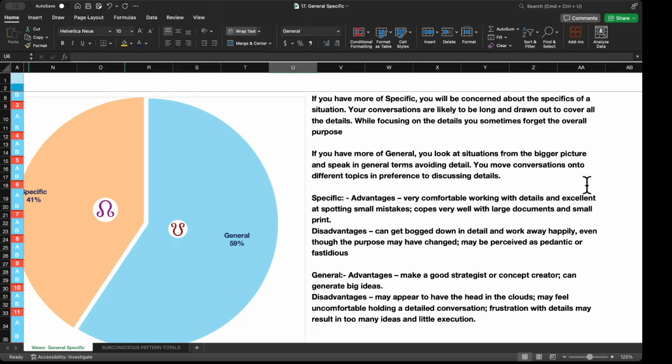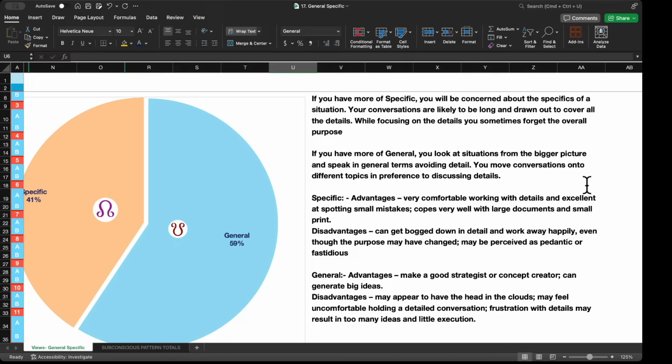So specific people cope very well with large documents and small print. These are the fine print people. You can even say these guys will do very well in legal and legislation, right? There's all those small print things that they make you sign on in order to give you a loan.